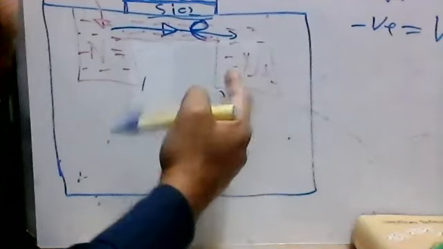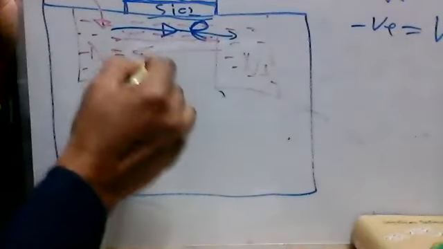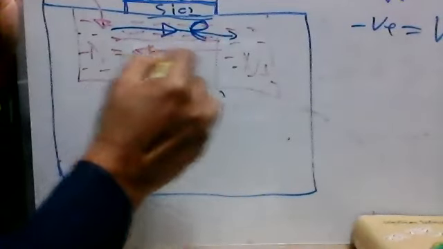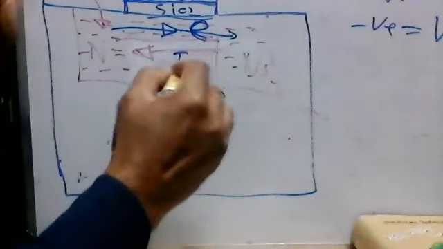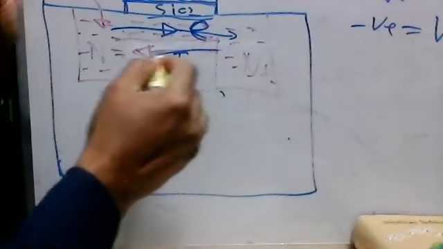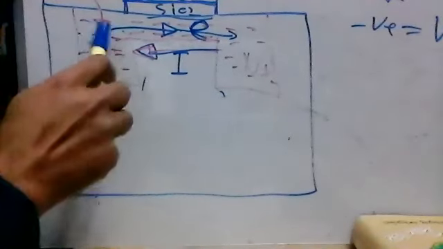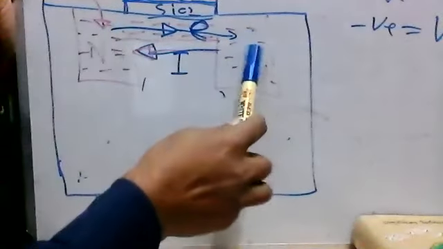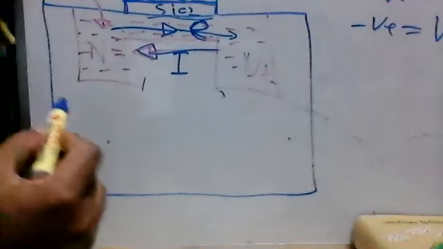So if that happens, what does it mean? When the electron goes from left to right, then the current will flow from right to left. The current will flow in this direction, right? The electron flows from left to right, and the current flows from right to left.